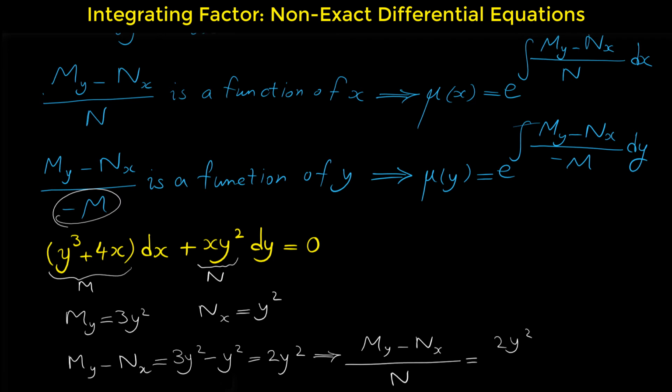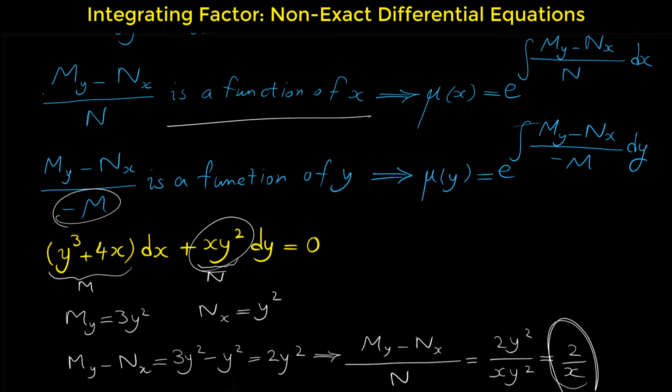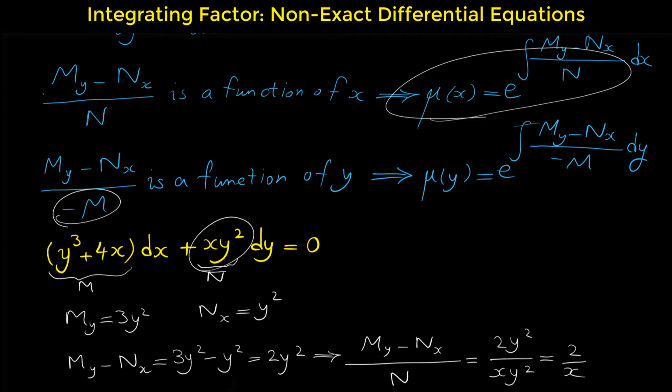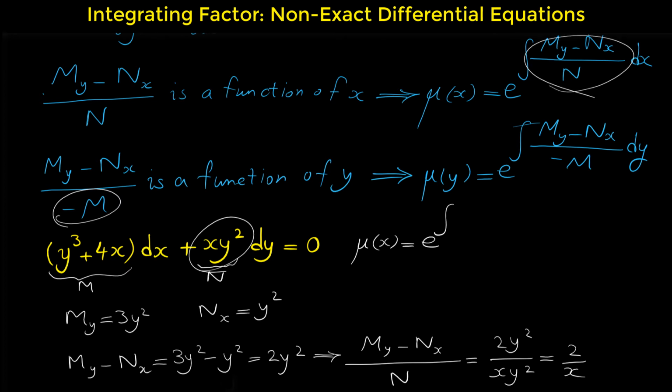And if we divide that by n, which is xy squared, y squared and y squared cancel each other and 2 over x remains. And note that this expression is a function of x, and it shows that our integrating factor can be calculated from this formula. So our integrating factor mu of x is e to the power of integral of this expression, 2 over x dx.